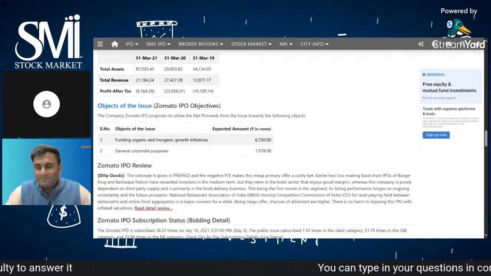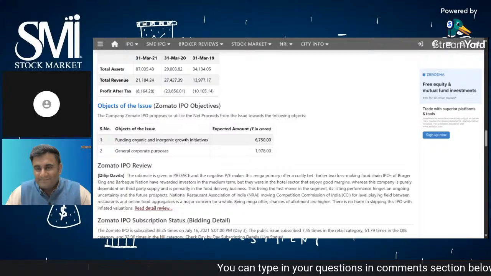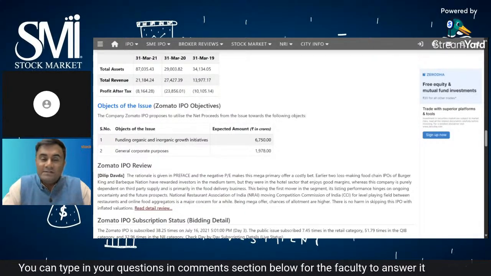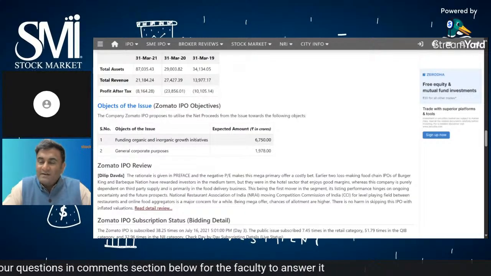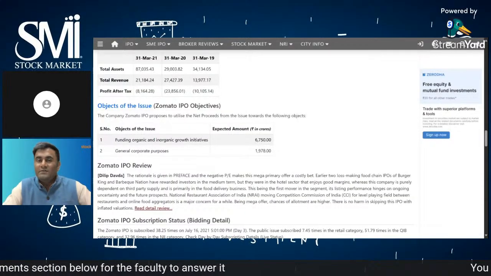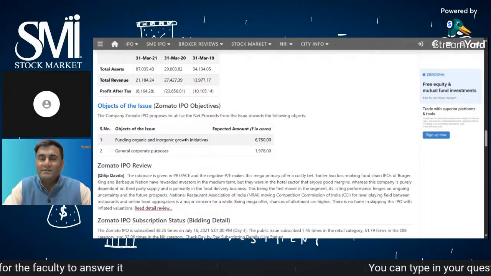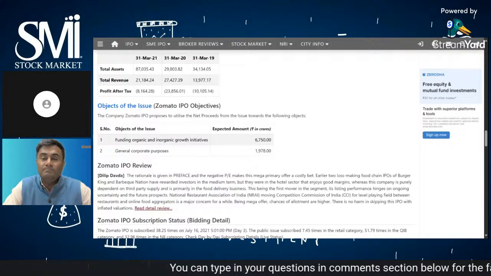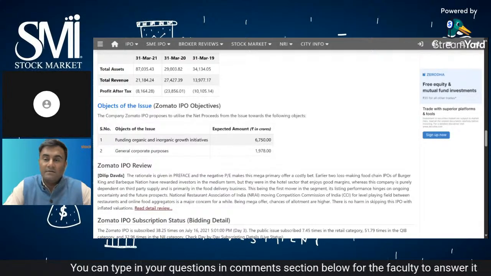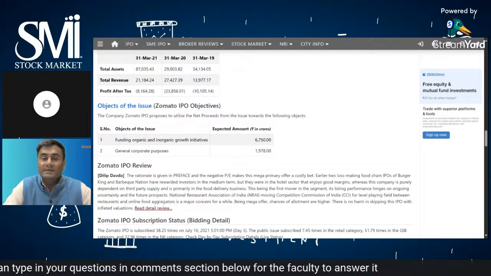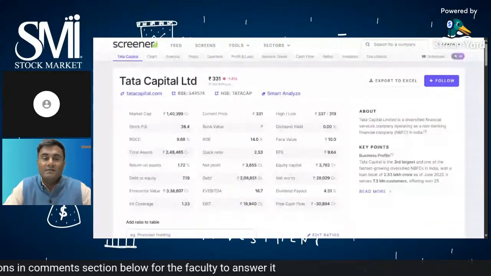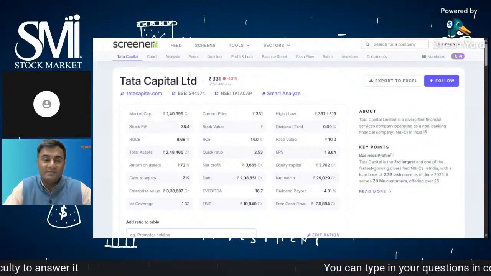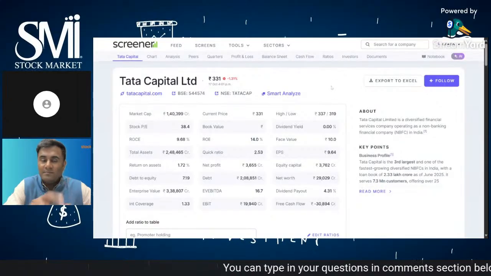So there is one more question. How can I know if the IPO price is too high or reasonable? Yeah, so by checking the valuation, that's what you have to compare. Let's visit a website, friends, Screener. Tata Capital. Yes, just give me a second. Now you should be able to see my Tata Capital page on Screener.